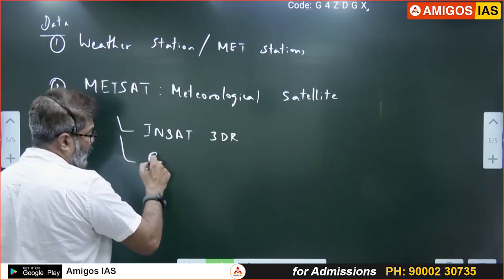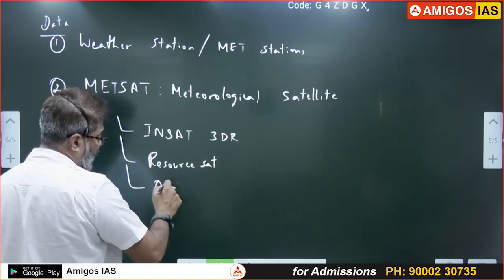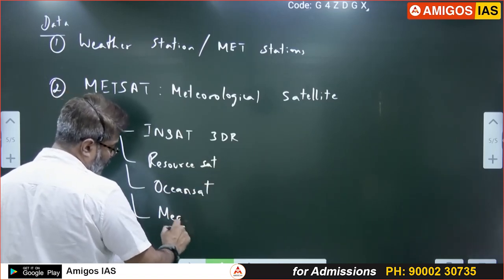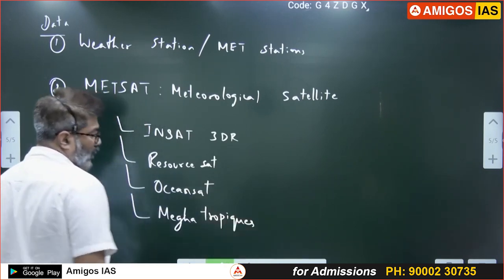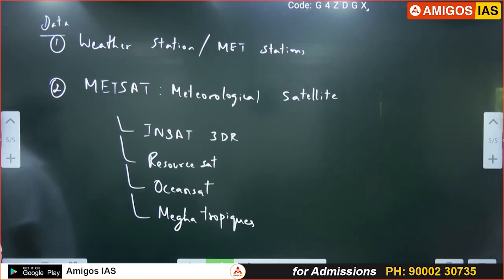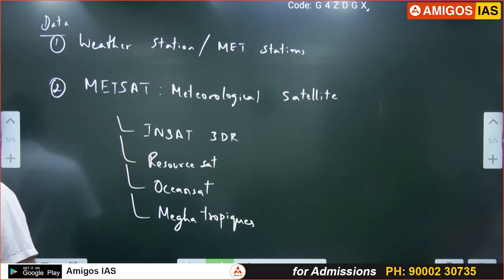Then we have ResourceSat. We have OceanSat. We have Megatropics. These 4 satellites are in use now: INSAT 3DR, ResourceSat, OceanSat, Megatropics. These are some of our satellites that we are using in meteorology for predicting or collecting real-time data.